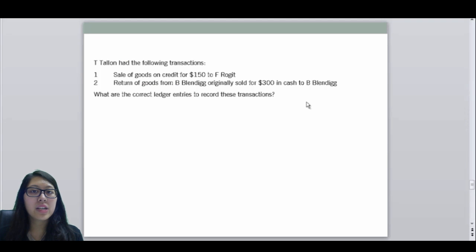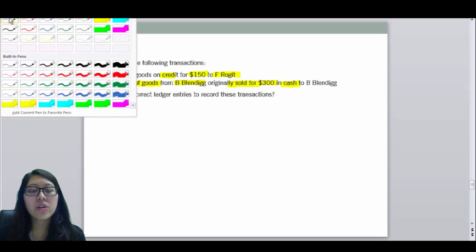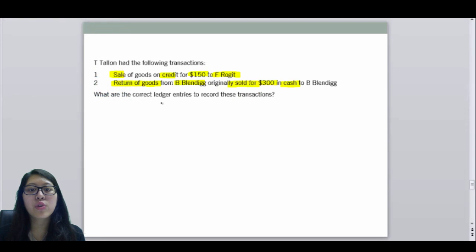Let's look at this next question. There is a sale on credit for $150 to F. Roget. Return of goods from B. Blendig was originally sold for $300 in cash to B. Blendig. They're asking what are the correct ledger entries to record these transactions.